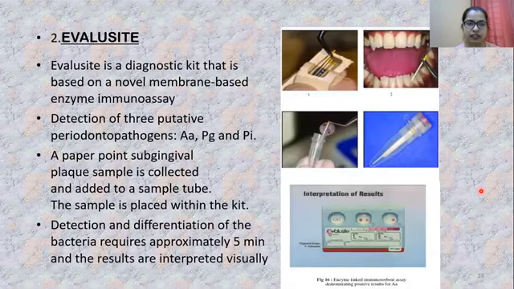Next is Evalusite. It is a diagnostic kit that is based on a novel membrane-based enzyme immunoassay, and it mainly determines three important periodontopathogens, that is A. actinomycetemcomitans, then P. gingivalis, and Prevotella intermedia. So a paper point is put in the subgingival area, and then it will be collected in a vial like this, which will be subjected to the assay, and we get the results within 5 minutes.